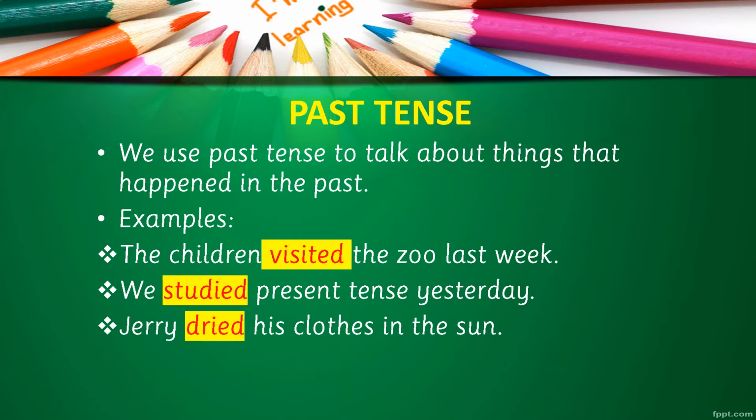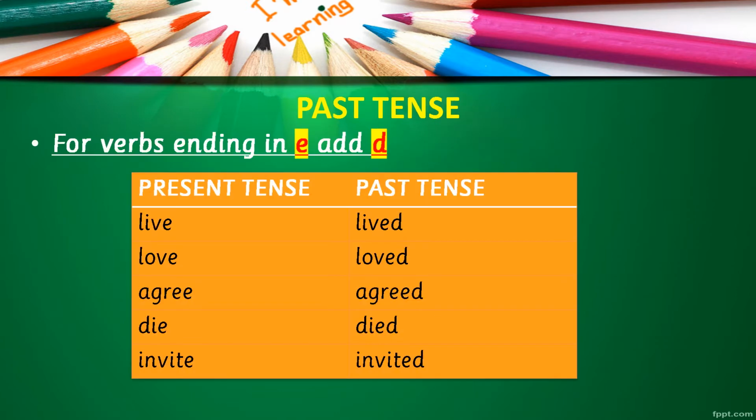For example, the children visited the zoo last week. We studied present tense yesterday. Jerry dried his clothes in the sun. In all these examples, the action is already over. Hence, we have used past tense. Now, let us see how verbs change in past tense.